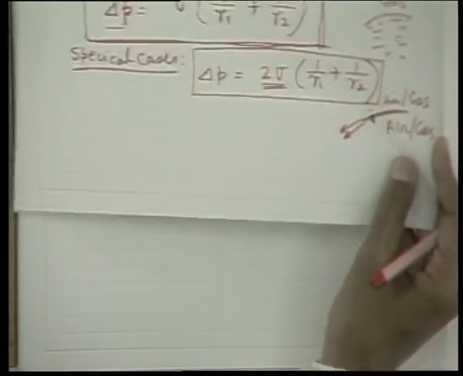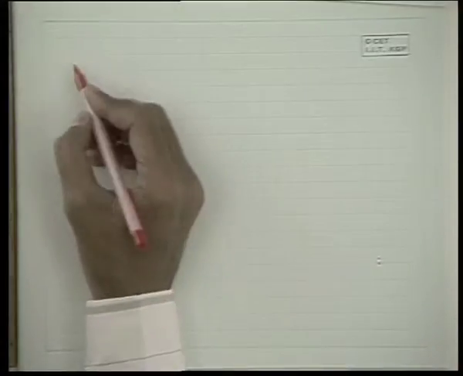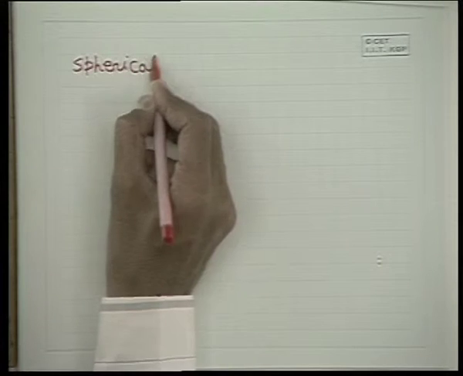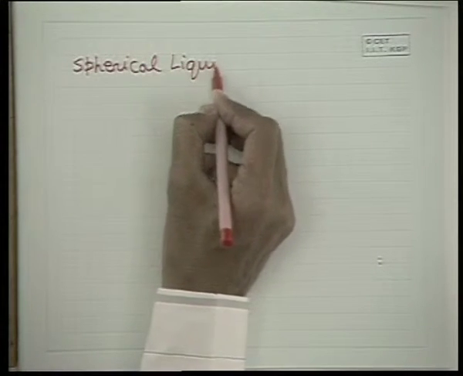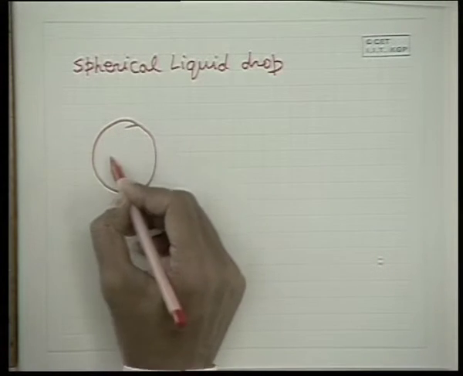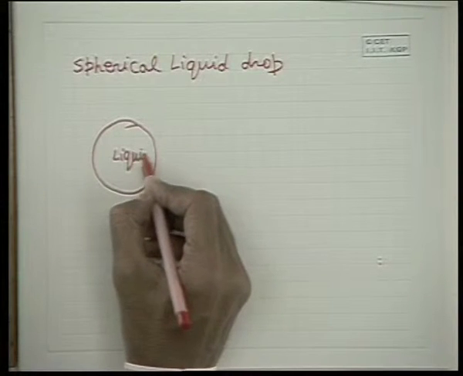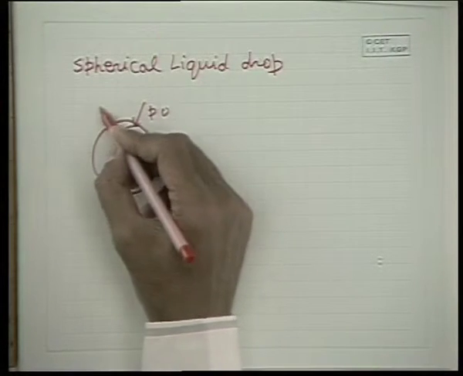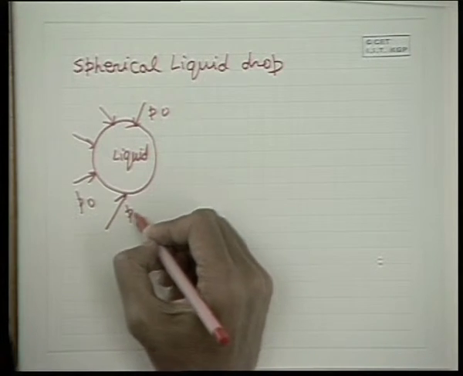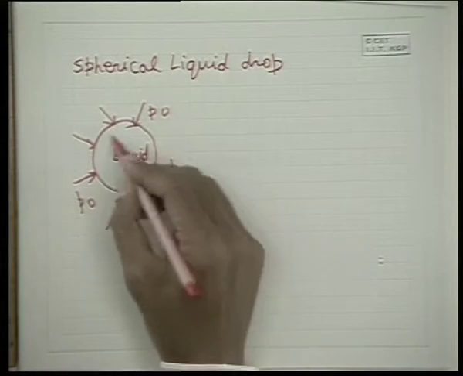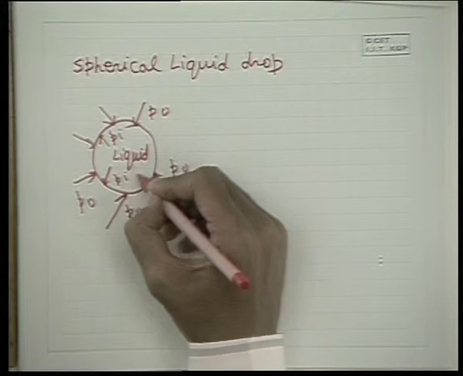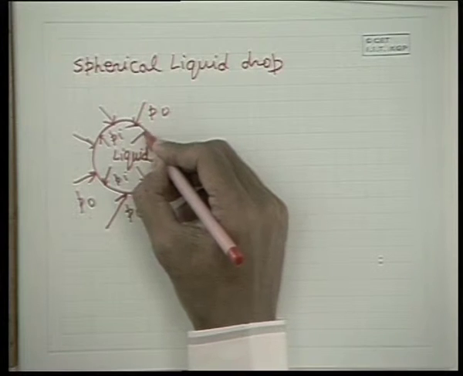Now a few special cases I will just discuss. One is the spherical liquid drop. So spherical liquid drop means a sphere, that means it is a sphere full of liquid. So if the outside pressure is P0, for example uniform ambient pressure is P0, then due to this curvature, because of surface tension, the inside pressure will be Pi. So in the liquid the pressure generated inside is Pi.